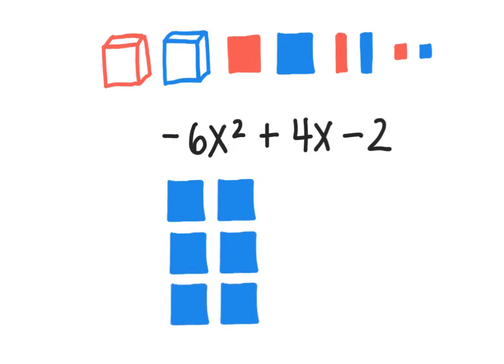For our 4x, we will need to use the rectangle tiles. They'll need to be red because it's a positive term. And we'll need 4 of them because there is a 4 as a coefficient of the x. Finally, we'll need negative 2, which will be represented by our number tiles, and they'll be blue because it is negative.